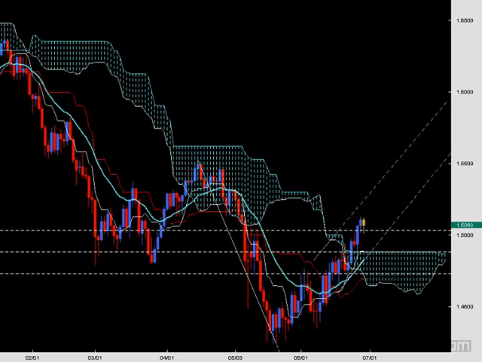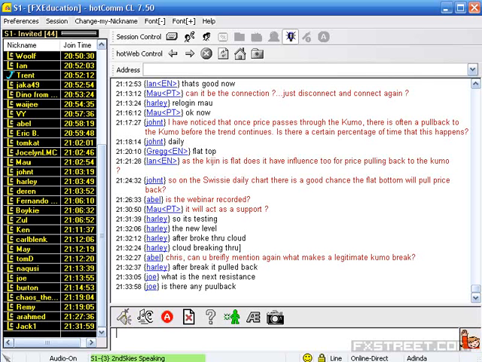If it was gracious to us, it would pull back to the flat Kumo top, but I'm just not sure it's going to do that. In my opinion, I'm not totally convinced it's going to do that. So aggressive players can get in at 50.30. More conservative players can wait for a move back down to 49. And if you get that, then you have great R to R on that one there.